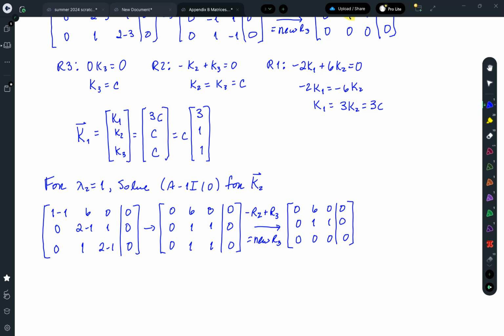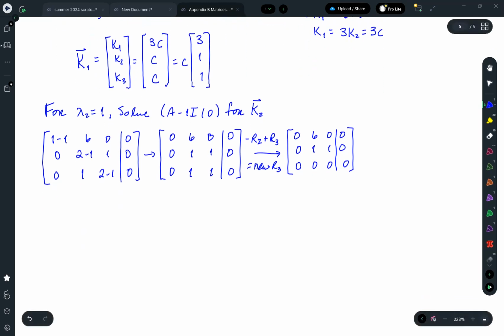We want a non-trivial solution, but everything is set equal to 0. So we need to get something where one of K1, K2, or K3 is just kind of free. It gets to be whatever we want it to be, and we let it be some C value. That has to happen in order for us to get eigenvectors.